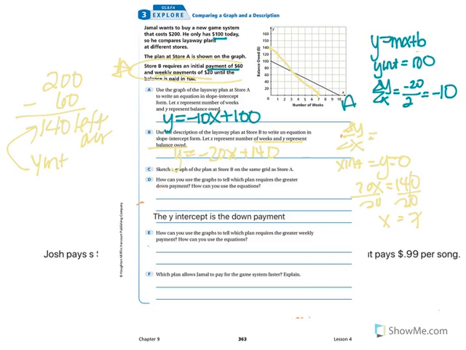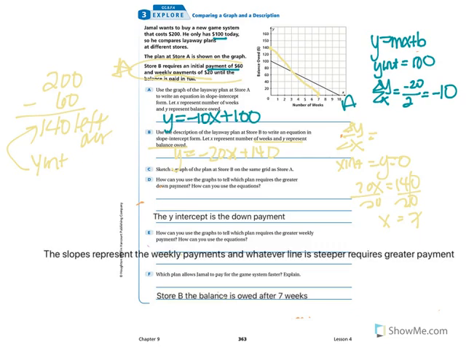And then part F says, which plan requires Jamal to pay for the game system faster? Just like I was saying, store B is going to require it to be paid faster, in 7 weeks, versus the first store, which is 10 weeks. Sometimes it all depends on what money you have and what payment goes with what. And here are just some of the answers typed. And then for today you are completing practice numbers 1 through 8.